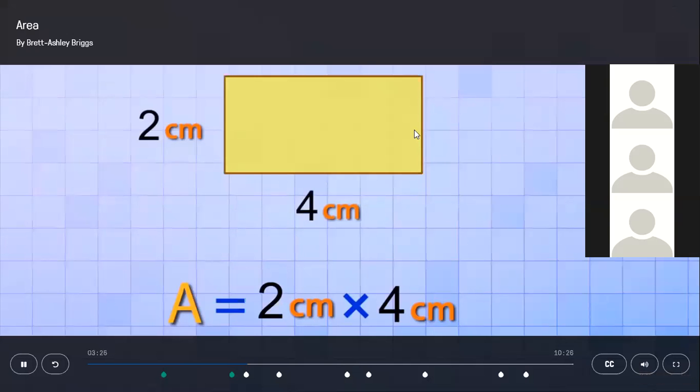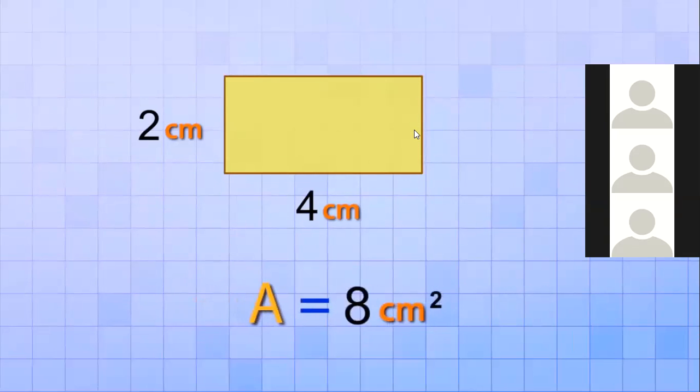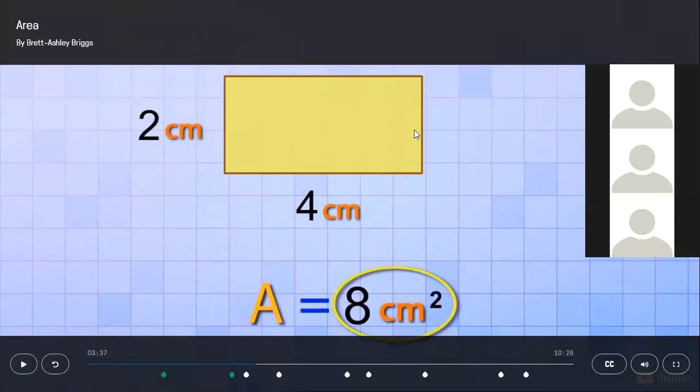Then we just multiply. 2 times 4 equals 8, and centimeter times centimeter is centimeter squared. So according to our formula, the area of this rectangle is 8 centimeters squared. Does that make sense, guys? That it was squared and not just 8 centimeters? Thumbs up. Good. I see some thumbs up.